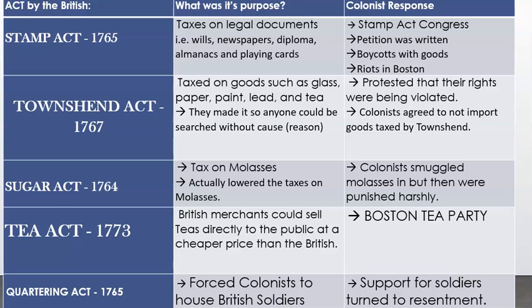So this is a tax on all legal documents and papers. Wills, like, I'm going to die, I need to leave all my stuff to my children or whatever. Newspapers. Diplomas. Almanacs, which are like little booklets that you read and gain info from. Playing cards.